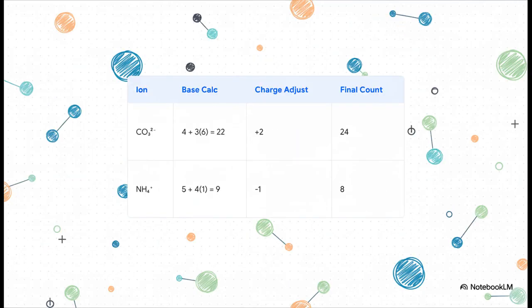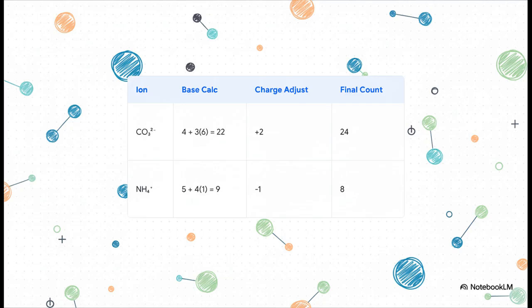But what if you're dealing with ions, molecules that have an overall charge? Well, the rule is super simple. The charge just tells you how to adjust your electron budget. If you've got a negative charge, like the carbonate ion with a 2- charge, you've got extra electrons, so you add 2 to your total. If you've got a positive charge, like the ammonium ion, you're short on electrons, so you take 1 away.